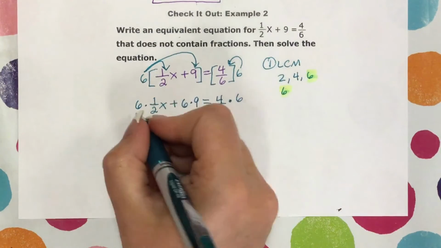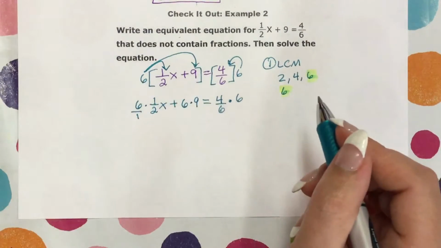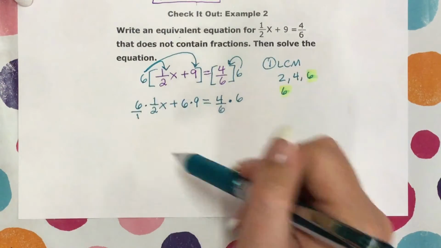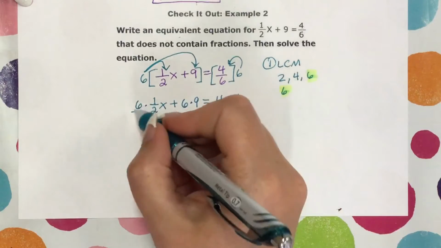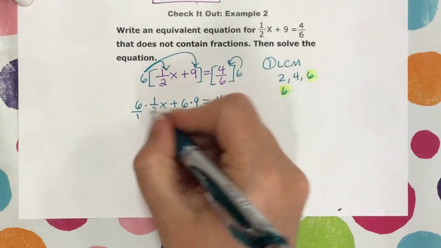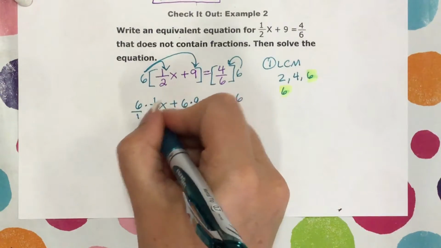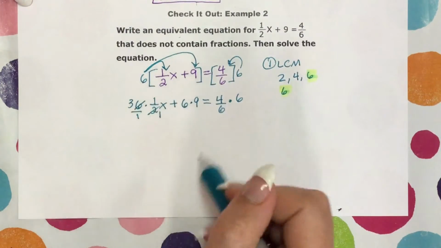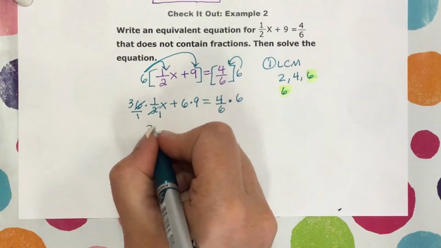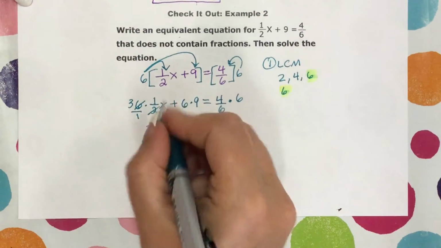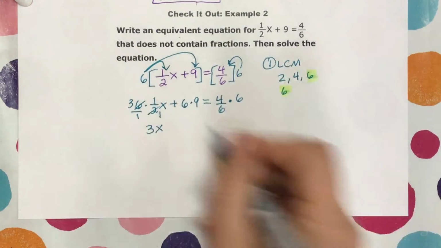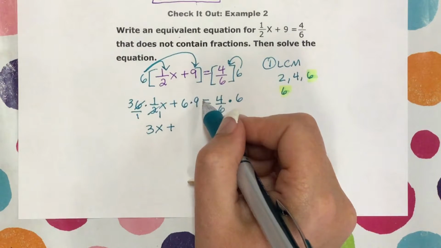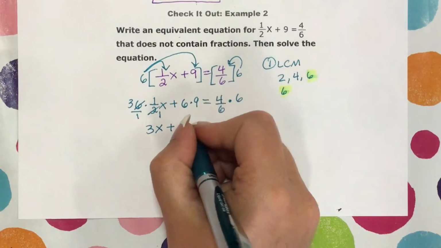Now these 6's, I'm going to change into fractions by going 6 over 1. Now I'm going to multiply these fractions together, so I'm going to look to cross cancel. Is there a common factor between 6 and 2? The answer is yes. 2 goes into both of these. 2 goes into 2 one time, 2 goes into 6 3 times. Then we just multiply across. 3 times 1 is 3. 1 times 1 is just 1, so it's going to end up being 3x plus 6 times 9, which is 54.